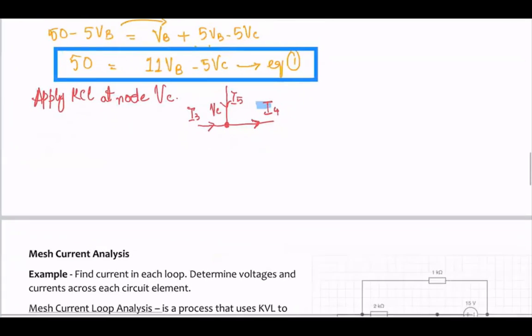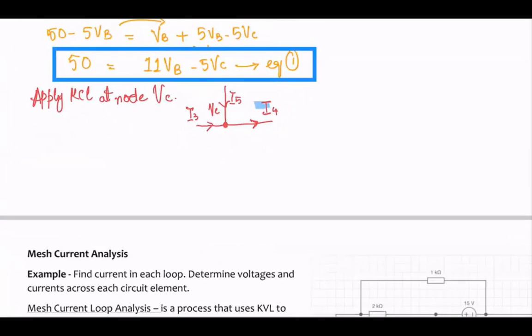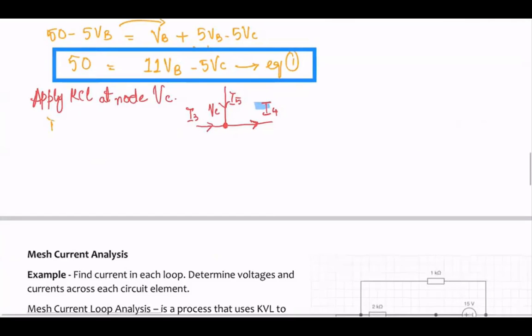Okay, all right. Now put it in expression format. I will get I3 plus I5 equals I4, applying Ohm's law.